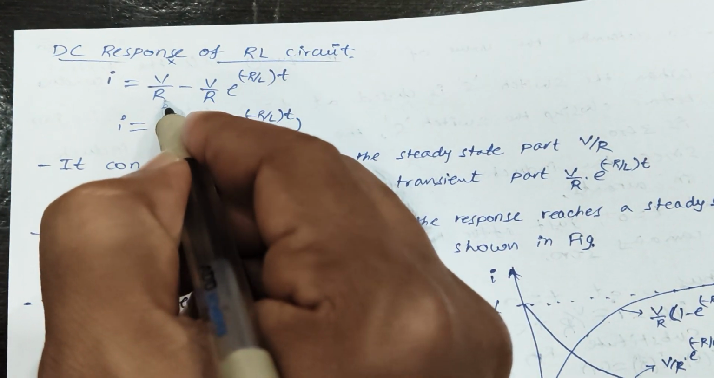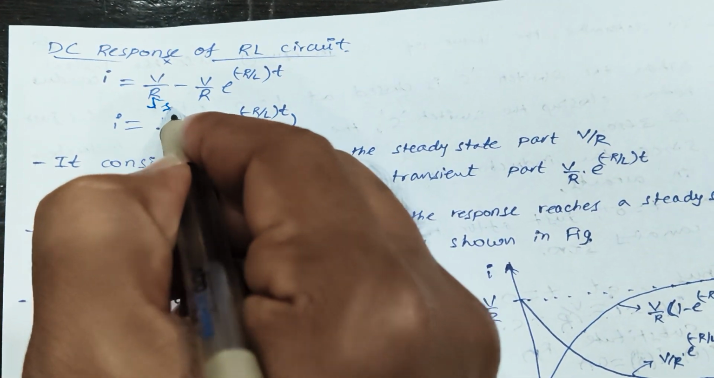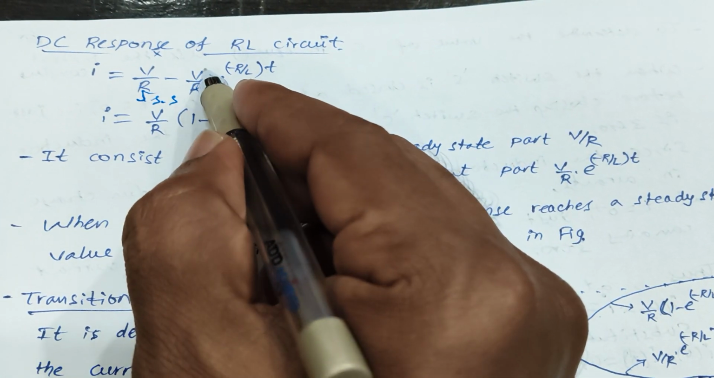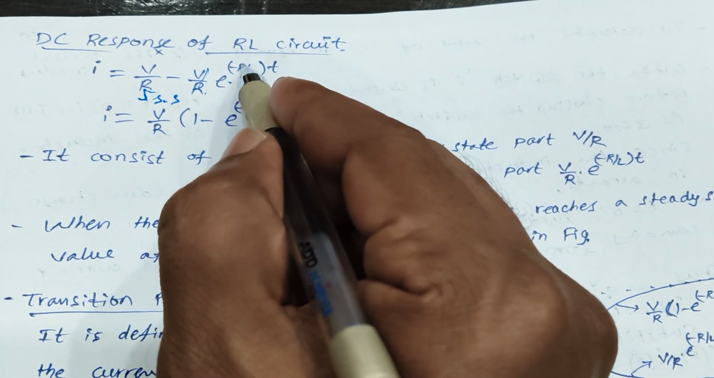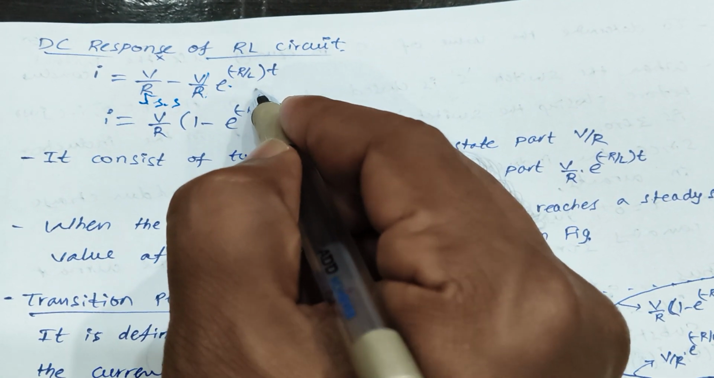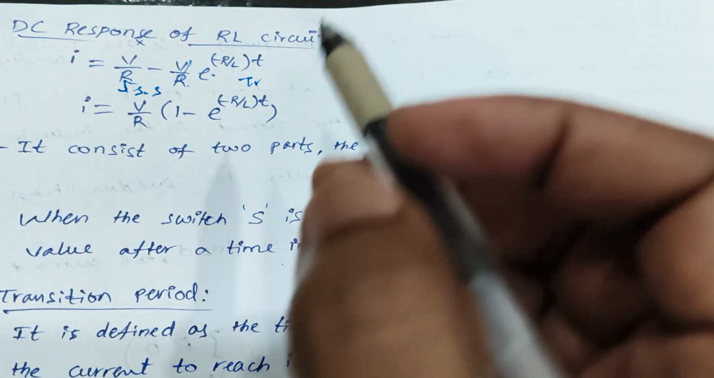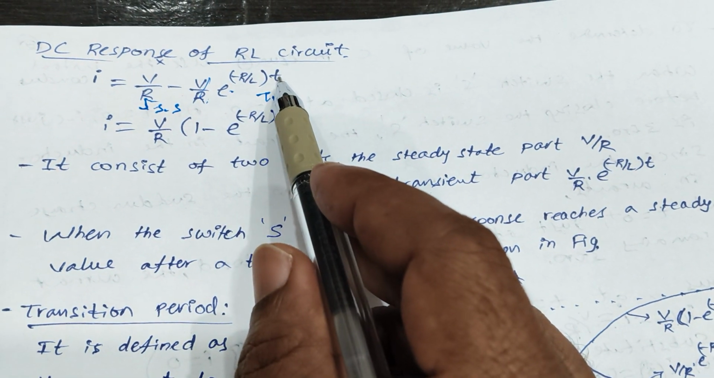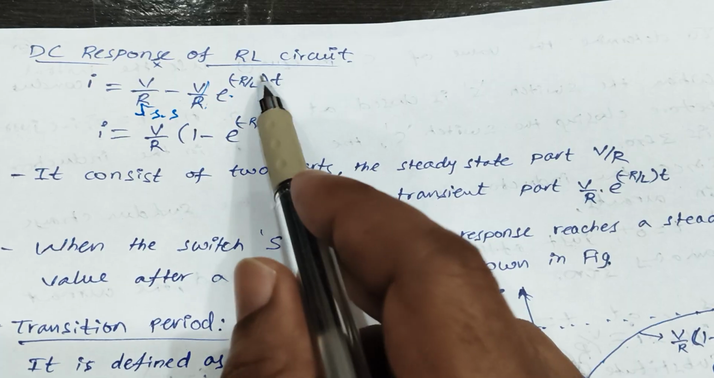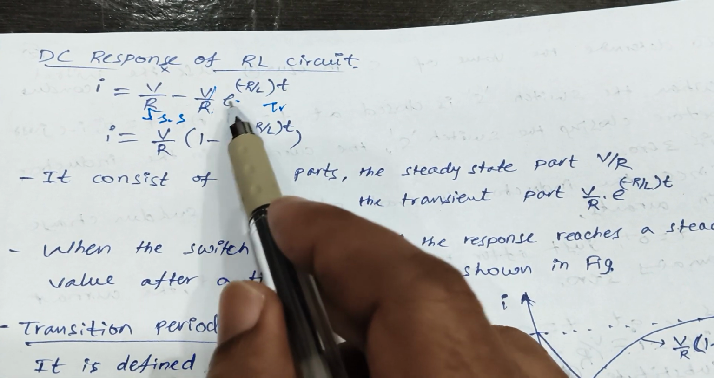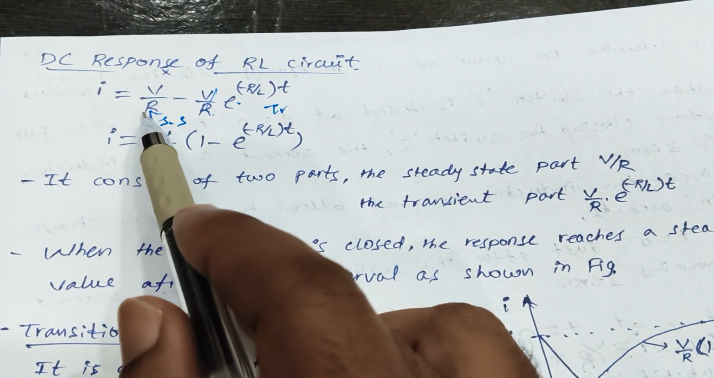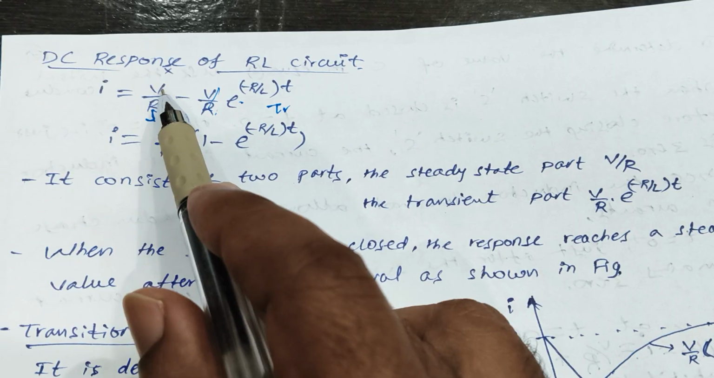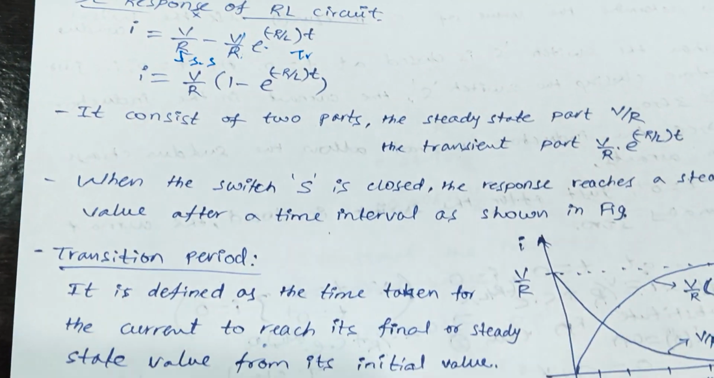So this V by R is called the steady state part, and V by R into e power minus R by L into t is called the transient part, because as time tends to infinity it will reach 0. That's why it is called the transient part, whereas V by R is independent of time. That's why it is called the steady state part.